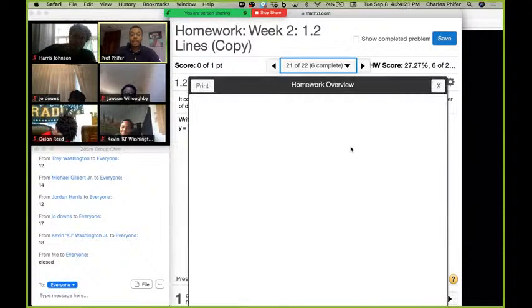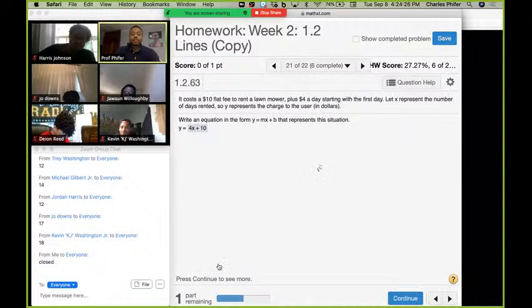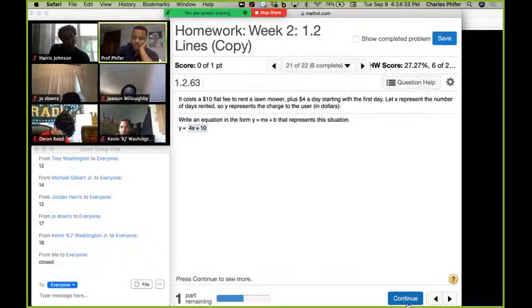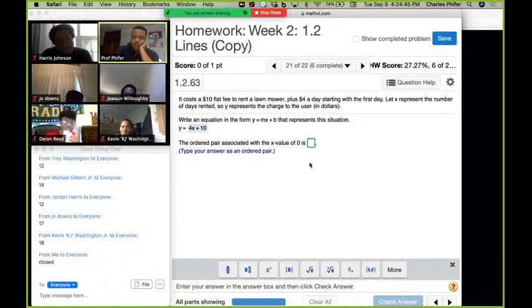Did we do that one already? No, let's do 19. What's the time? Did we not finish? Let's hit continue. The ordered pair associated with x value of 0. So based on the formula, it would be 0, 10, but it should be 0, 0. Let me try 0, 10 first, because I'm just doing it based on the formula.